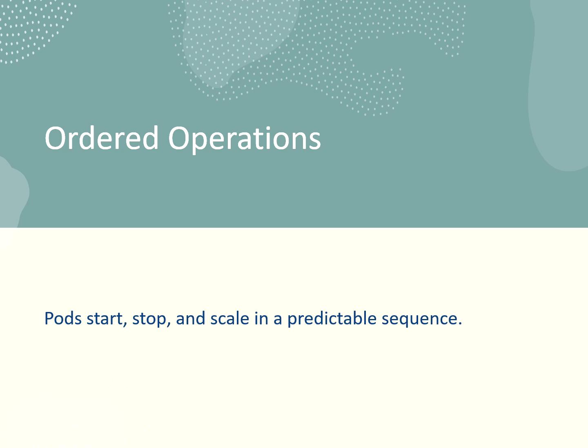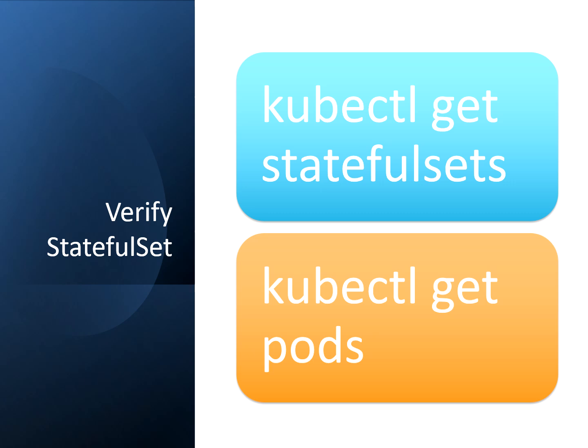Let's see now what ordered operations are. Stateful sets follow strict ordering rules. When you are scaling up, MySQL-0 will start first, then MySQL-1 and so on. When scaling down, MySQL-2 gets removed, then MySQL-1, then MySQL-0, in descending order. So this predictable behavior is essential for clustered operation.